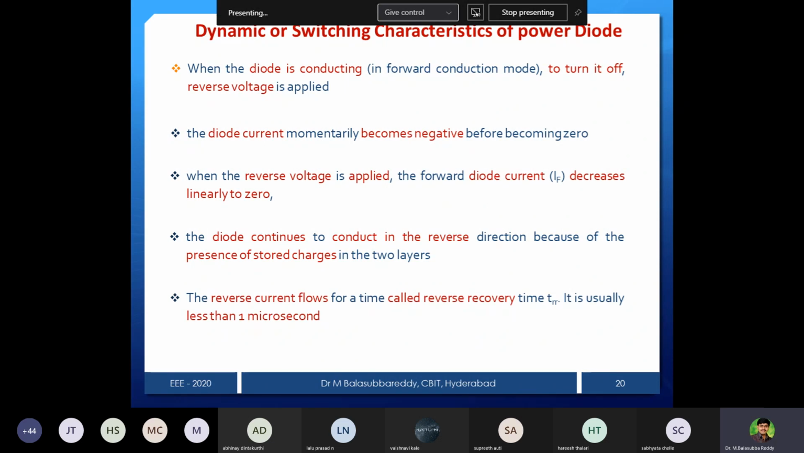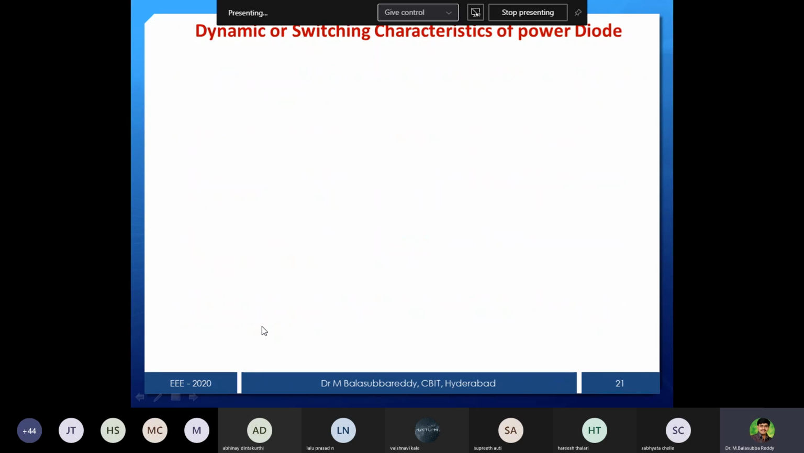Now the reverse current flows for a time called the reverse recovery time, TRR. The time during which the reverse current is flowing is considered the reverse recovery time. It is usually less than 1 microsecond. It may be shown diagrammatically as a bigger gap, but strictly speaking, the device is normally turned off when reverse voltage is applied across it. That is what we call the reverse recovery time, which is less than 1 microsecond.